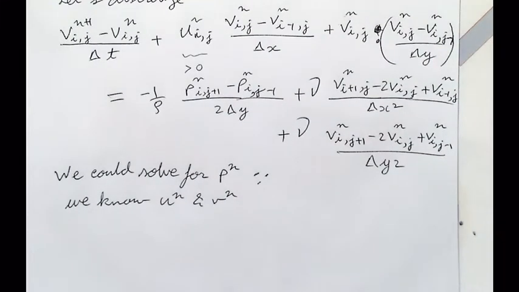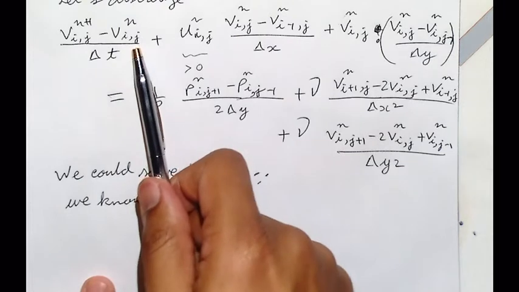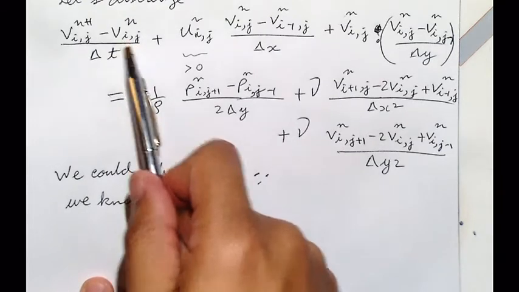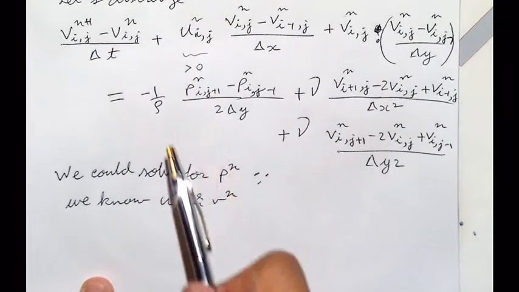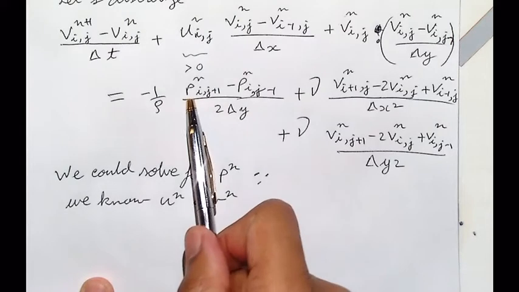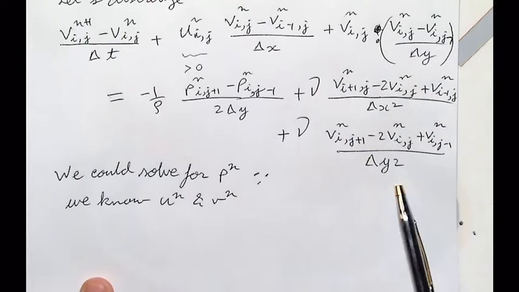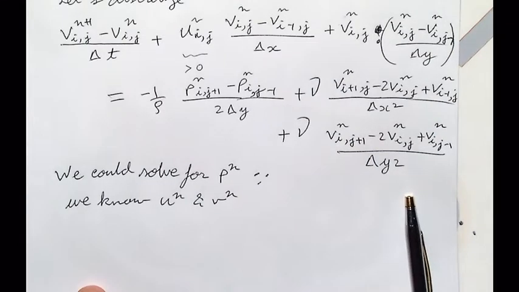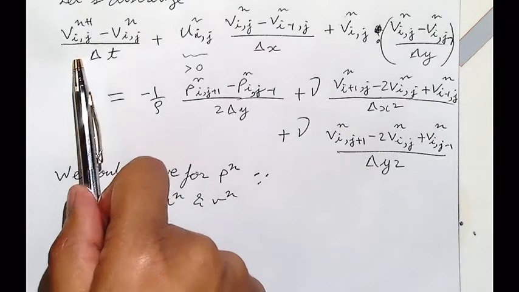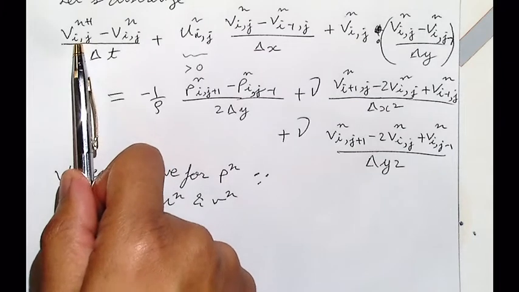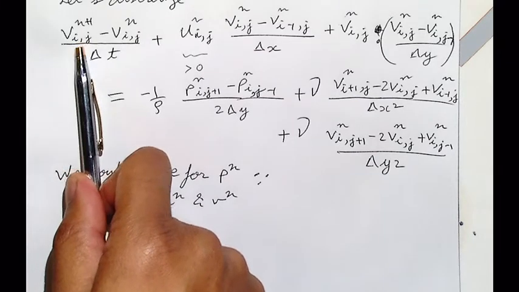So let's go through the terms, right? At the current step, we know what V is, we know what U is. We can figure out what pressure is by solving the Poisson equation. Everything is known here. So technically, I can move forward in time. The only unknown is this Vn plus 1. Am I right or wrong?